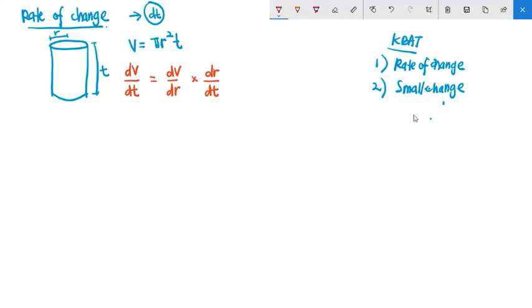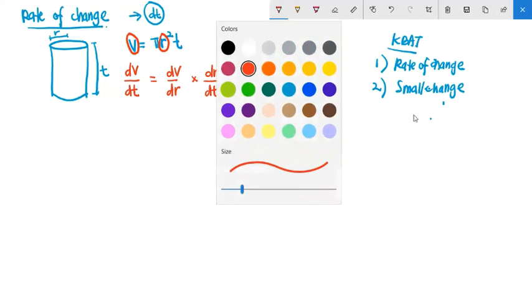Dia takkan jadi pemboleh ubah lain. Dia mesti ada something related to v and something related to r. Because it change. Dia berubah. Isi padu berubah bila r berubah. Jari berubah. Dia tak akan berubah dengan dia punya height. Okay. So let's say lah kita ada bentuk sphere pula.